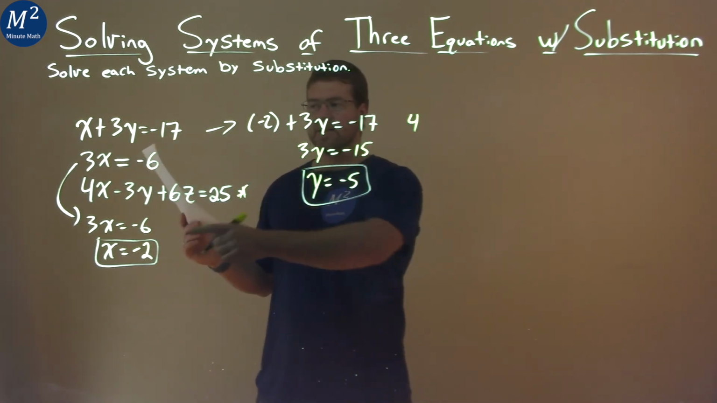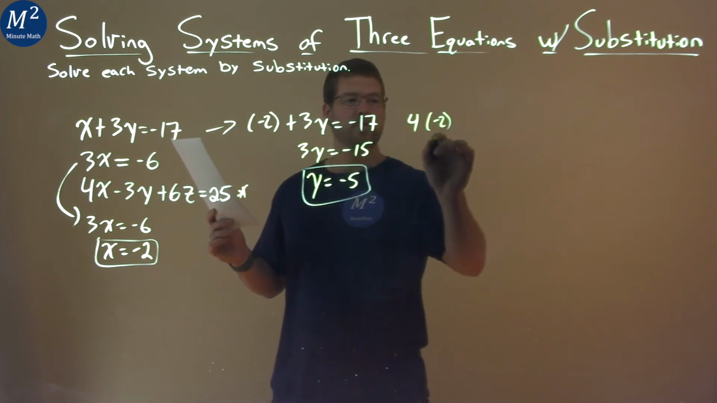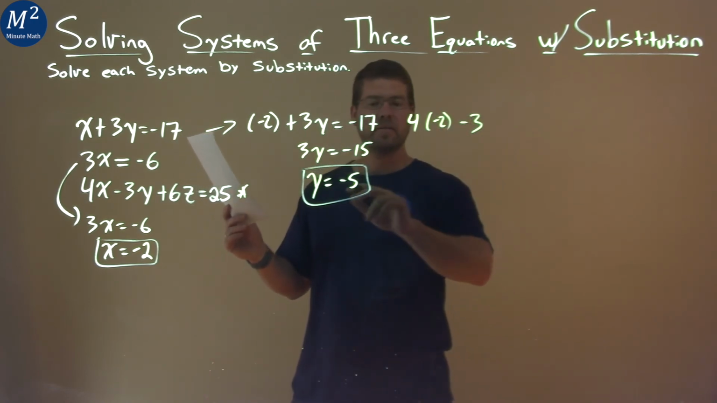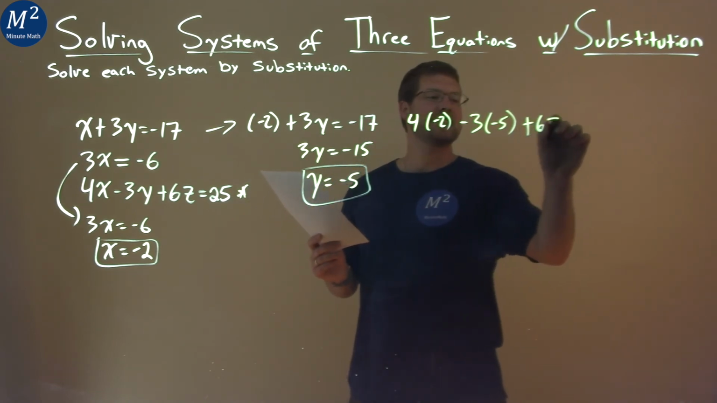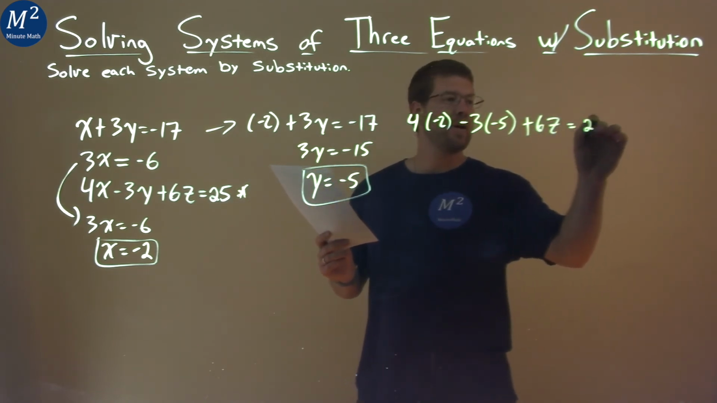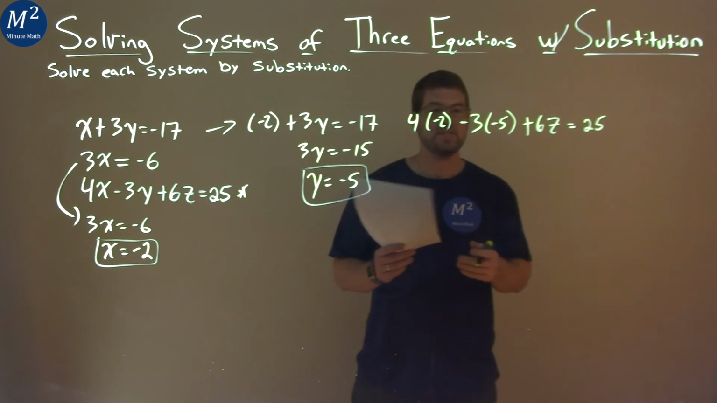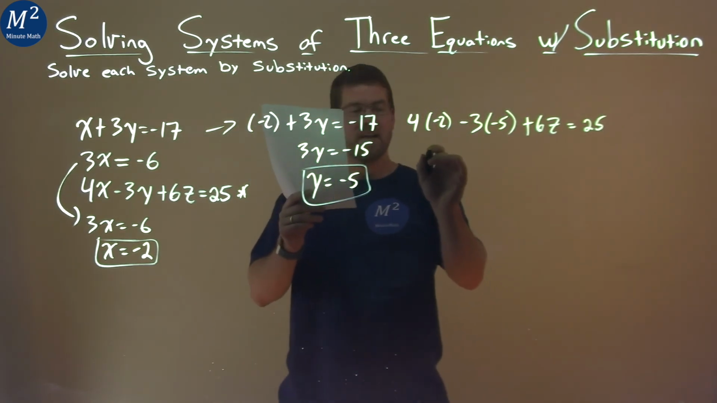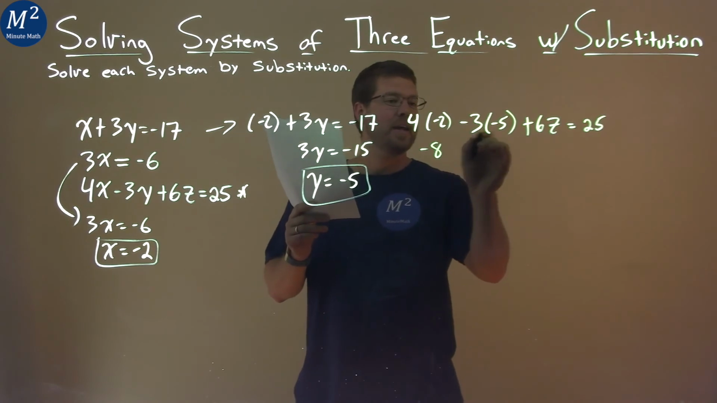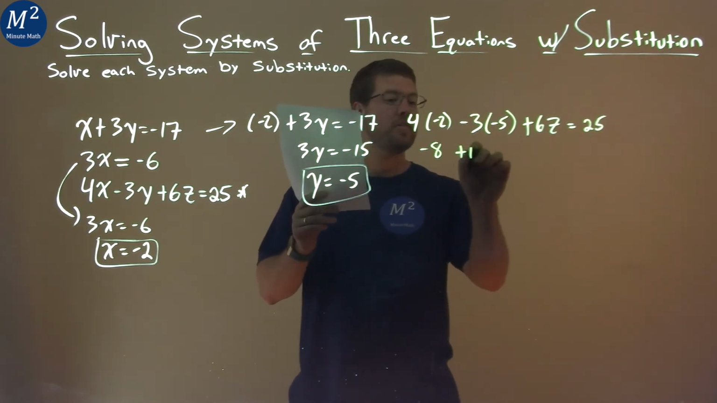But instead of x, we're going to put a negative 2. So 4 times negative 2 minus 3, and instead of y, put a negative 5, plus 6z equals a 25. And now we're just going to solve for z. It's the only variable here. 4 times negative 2 is a negative 8. Negative 3 times negative 5 is a positive 15.